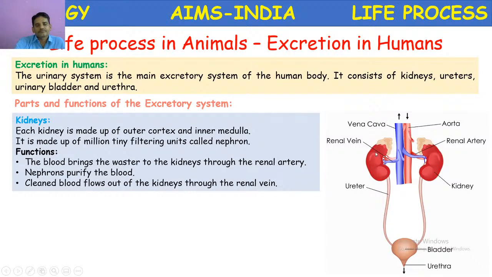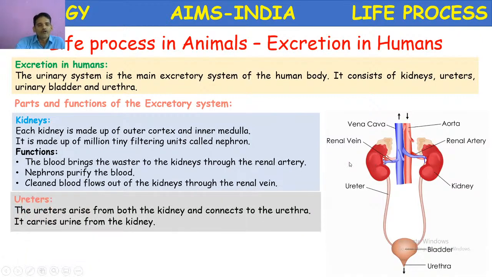Each kidney is made up of an outer cortex and an inner medulla. If you take a cross section, we can clearly see the outer cortex and inner medulla. Next, it is made up of millions of tiny filtering units called nephrons. They are microscopic structures, you cannot see them with the naked eye. Nephrons are the structural and functional units of the kidneys.